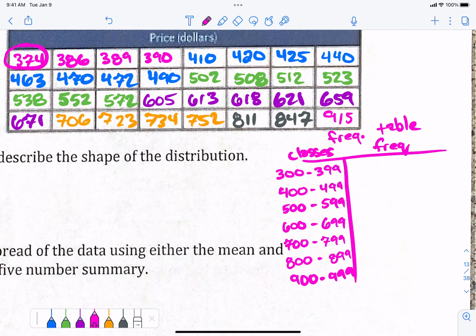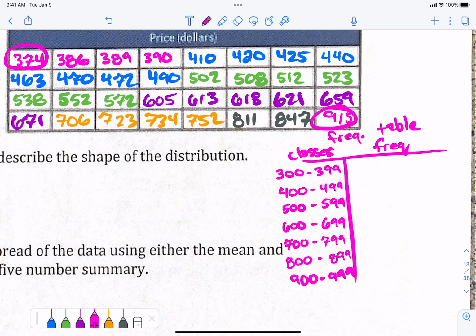Now, we could have set up our classes. You've got to look at where your smallest number is and your biggest number is. As long as we know which one's the smallest and which one's the biggest, we could have set up our classes and not necessarily put them in order, but tallied them instead. We could have totally done that and skipped this part. Whichever way you think is easier.